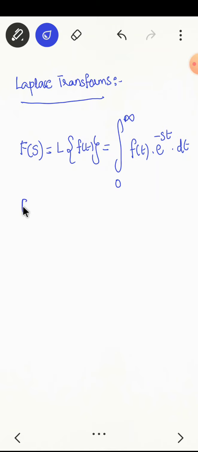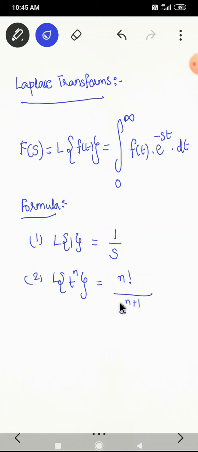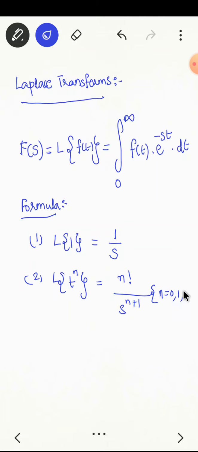Then you have 6 different formulas. First formula is Laplace of 1. You might have done this already, so Laplace of 1 is 1 by s. Then Laplace of t raised to power n is n factorial by s raised to power n plus 1, where n should be a whole number, it should not be a decimal. Whole number means 1, 2, 3 like that. Then you have one more in terms of gamma, that is not that important.